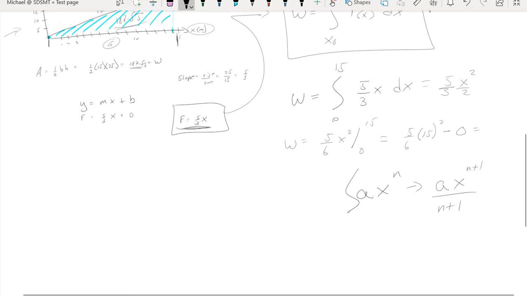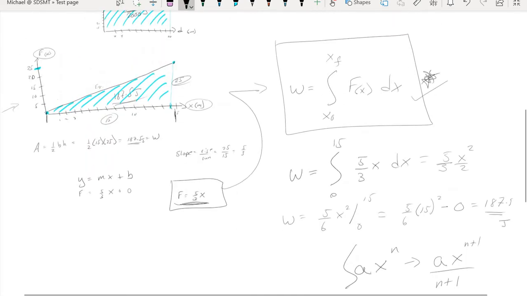15 squared is 225. If we multiply that by 5, that becomes 1,125. We divide that by 6, and voila. There's our answer, 187.5 joules. So this method does work.